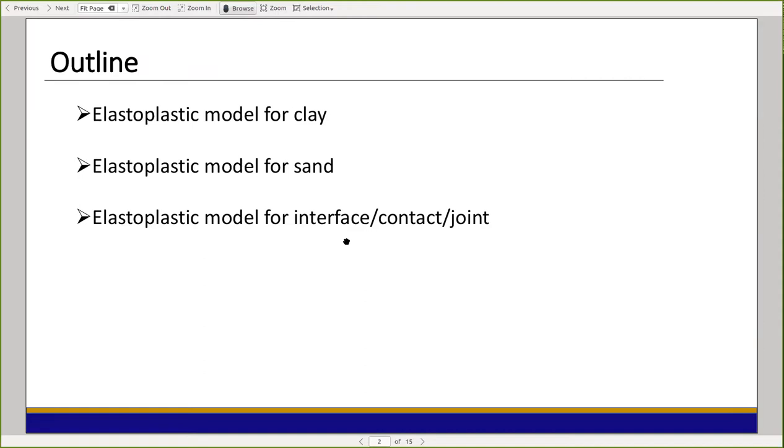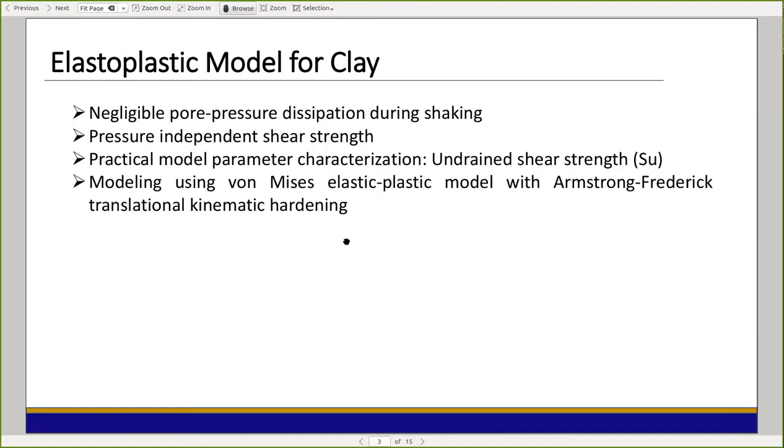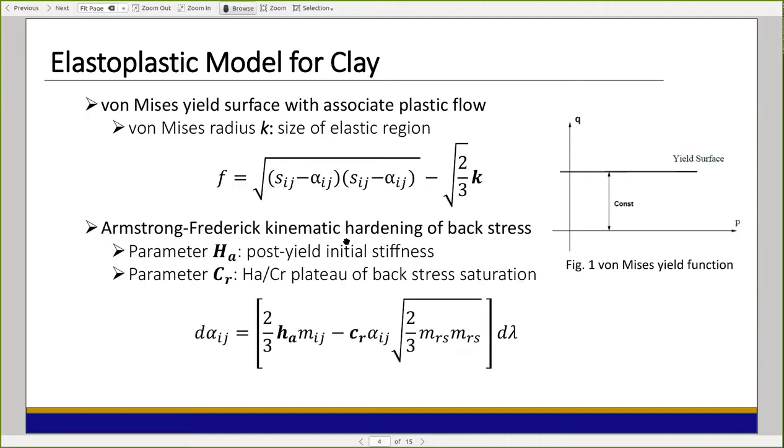So we will start to talk about the model for clay. As we know, clay usually has a very low permeability. So during a very short earthquake shaking, the clay will have a negligible pore pressure dissipation. Therefore, usually it has a pressure independent shear strength. And in practice, the strength of the clay is usually characterized by an undrained shear strength. We can model the elastoplastic behavior of the clay using a simple von Mises elastoplastic model with the Armstrong-Frederick translational kinematic hardening. This is the model we're going to use.